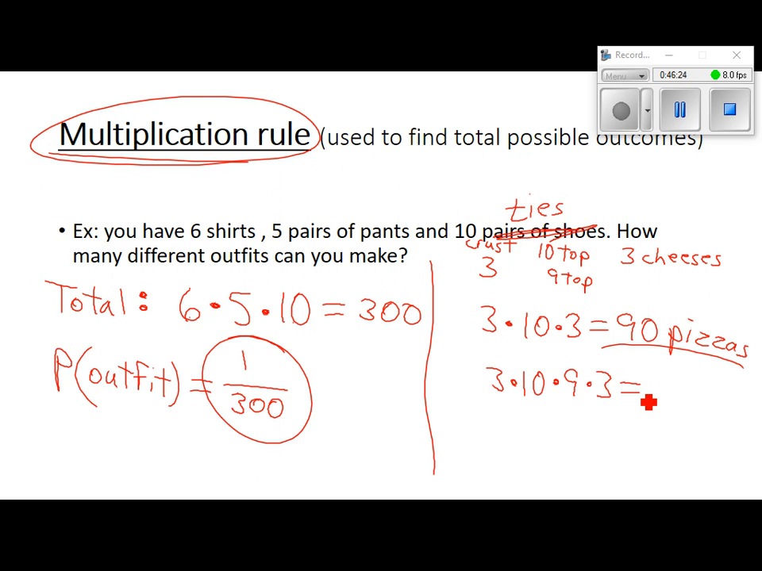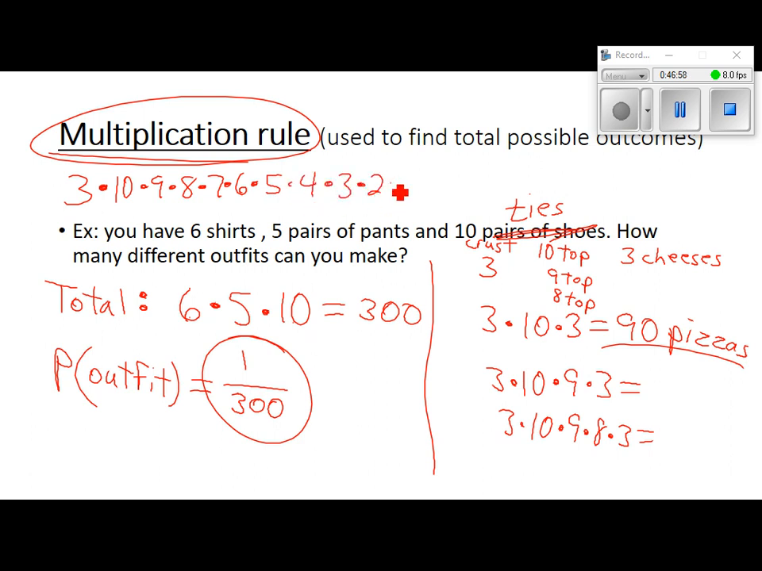What if we wanted a 3rd topping? Instead of 9 toppings, now for the 3rd one we have how many choices? 8, and we just do 3 times 10 times 9 times 8 times 3. If we're a pig and we want all the toppings, that's a lot of toppings, so it's going to be 3 times 10 times 9 times 8 times 7 times 6 times 5 times 4 times 3 times 2 times 1, then still times the 3 for the cheeses, right?